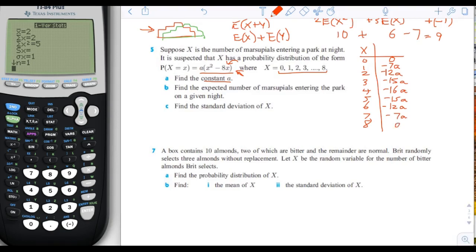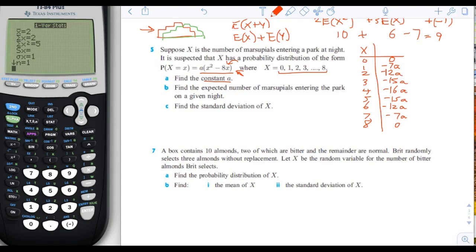Okay? So I can see now that a is going to be a special number, because do you see how all the coefficients are negative? All the probabilities have to be 0 or greater. Otherwise, it makes no sense. You can't have a negative probability. So I know that a has to be a negative number from looking at this, don't I? Okay? So now I'm just going to do a little bit of algebra.